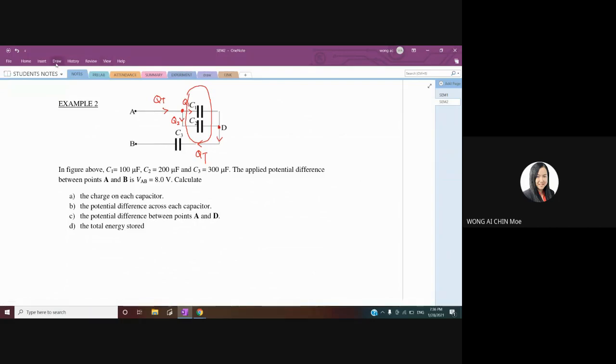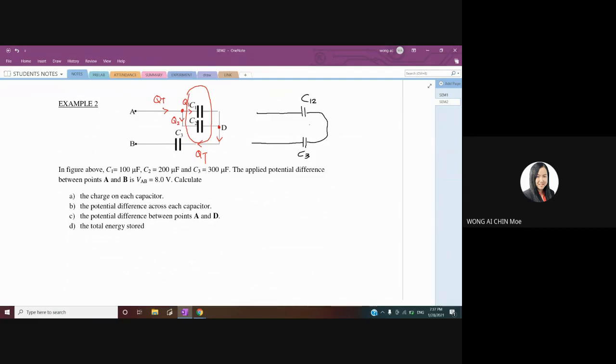So we need to simplify C1 and C2 first. C1 and C2 are in parallel because they are from different wires. So we try to find the C effective. After that, you will see C12 and also C3. C12 is from the same wire, so later we will do it in series, and you will get C123. Every time you want to do this type of question, you must find everything in total first.